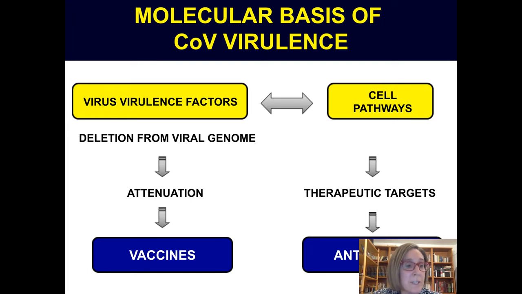In our laboratory, we have been working on coronaviruses for more than 35 years. We are interested in the identification of virus virulence factors. Deletion of these genes from the viral genome leads to attenuation, and attenuated viruses are vaccine candidates. On the other hand, the identification of viral and cell pathways involved in pathogenesis provides information about potential therapeutic targets for antivirals.